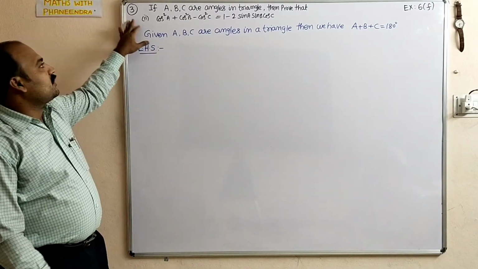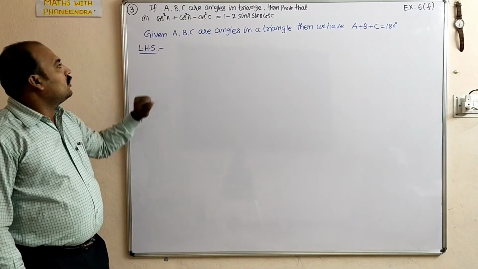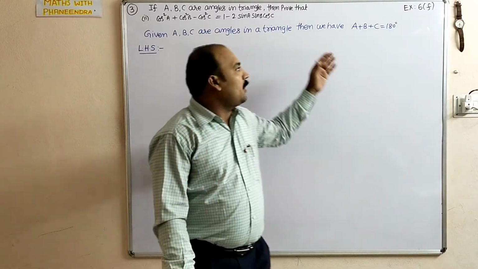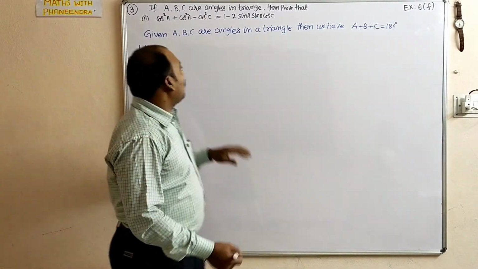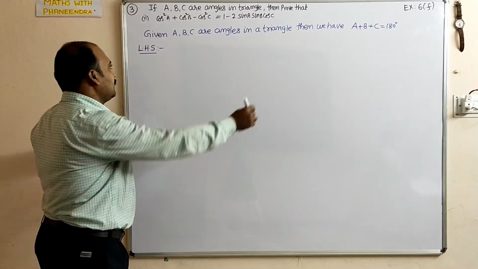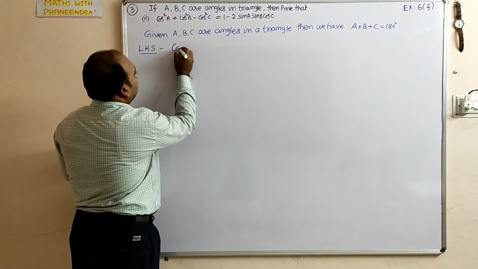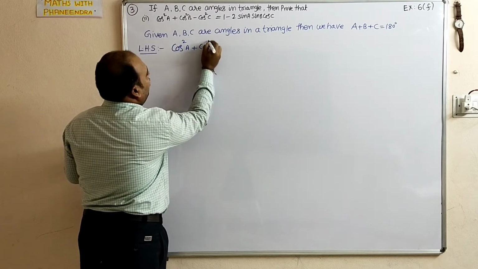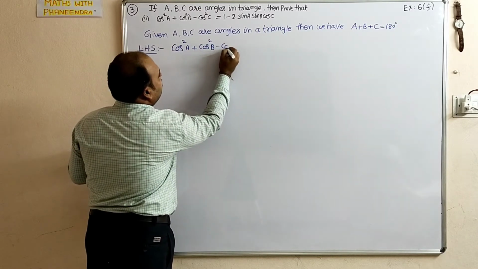This is the third question, Roman numeral 2. Given A, B, C are angles in the triangle, then we have A plus B plus C equal to 180. Come to the LHS in this question. The LHS value is cos square A plus cos square B minus cos square C.